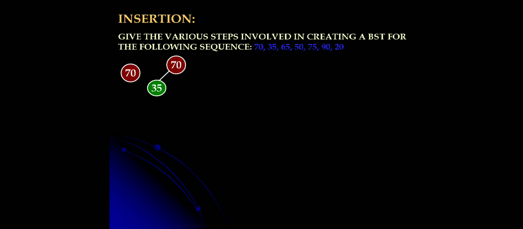Coming to the next value, 65. Start with the root node. Compare 65 with 70. Since 65 is smaller than 70, go to the left subtree. Again compare 65 with 35. 65 is greater than 35. So how to attach this 65? We attach 65 as the right child of 35. That's what we have done here. 65 is attached as the right child of 35.